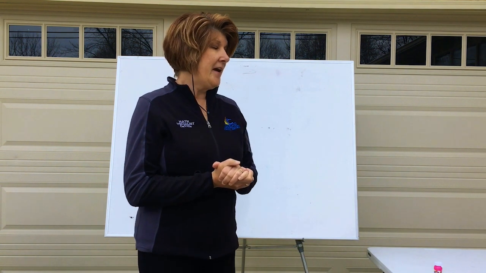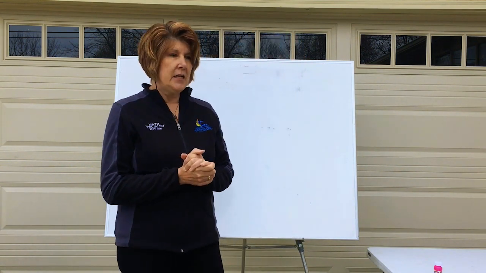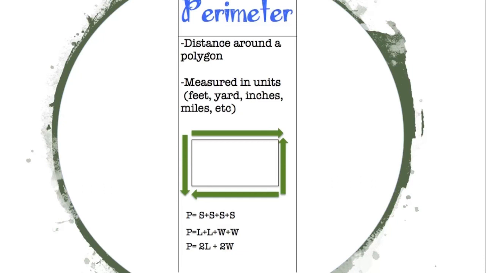All right then, before we actually start taking some of our measurements, let's talk about what those words mean. Perimeter, area, and volume. Perimeter is the distance around a polygon. It is measured in units such as feet, yards, inches, or miles. And the formula for perimeter would be side plus side plus side plus side. Or perimeter equals length plus width plus width. Or perimeter equals 2 times the length plus 2 times the width. If all of that seems a little foreign to you, don't worry. We're going to talk about it through our lesson today.